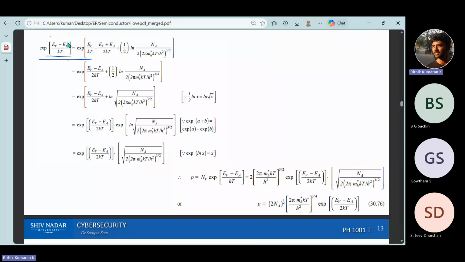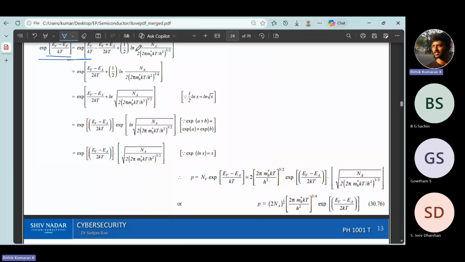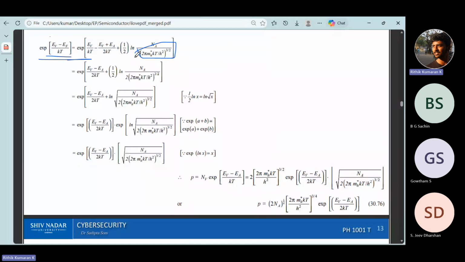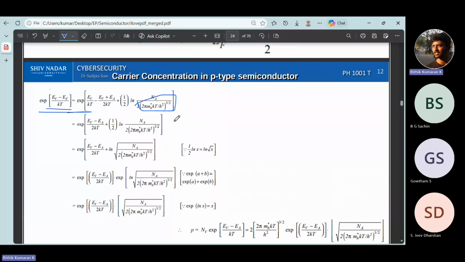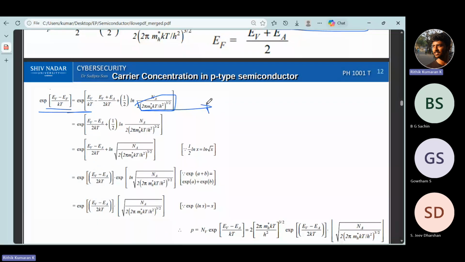They don't want the EF term itself. They're trying to get rid of the Fermi level, right? There we did the same, and you can do the same here. No need to expand all these things, this will make it complicated. Keep this term as NV itself.